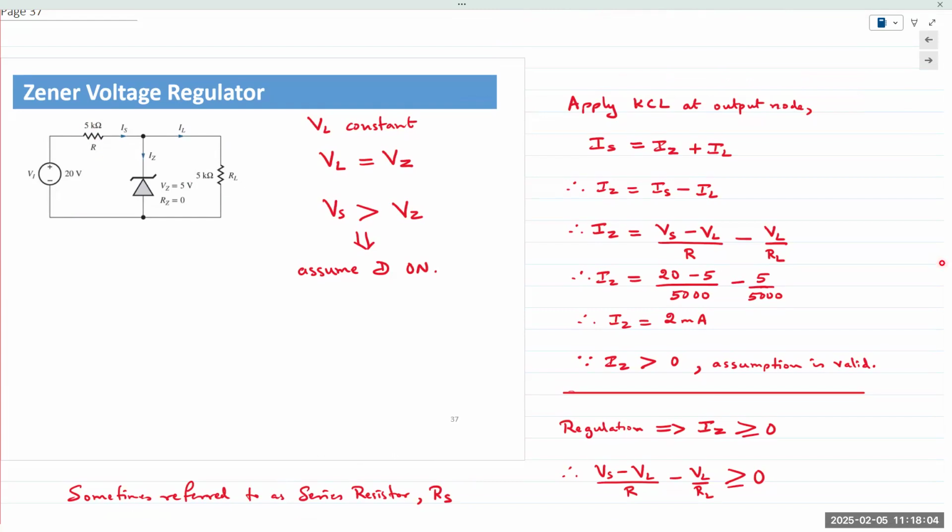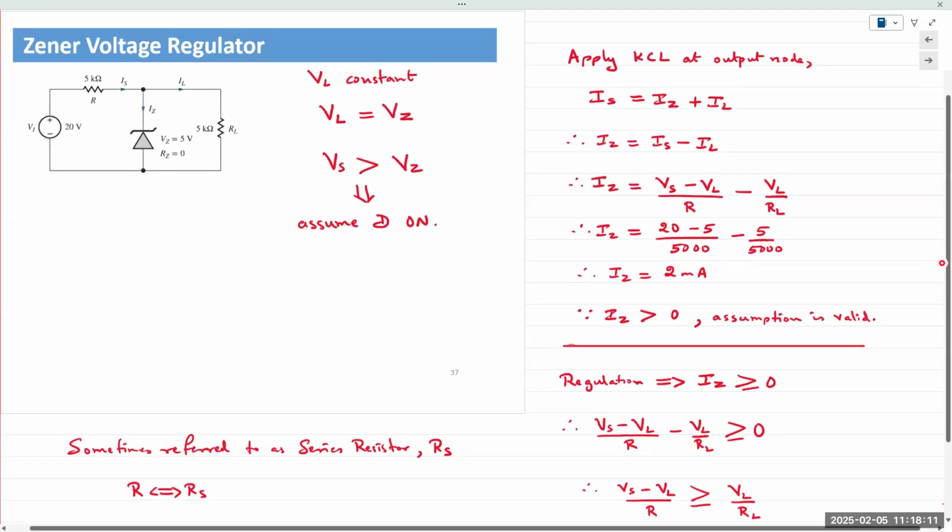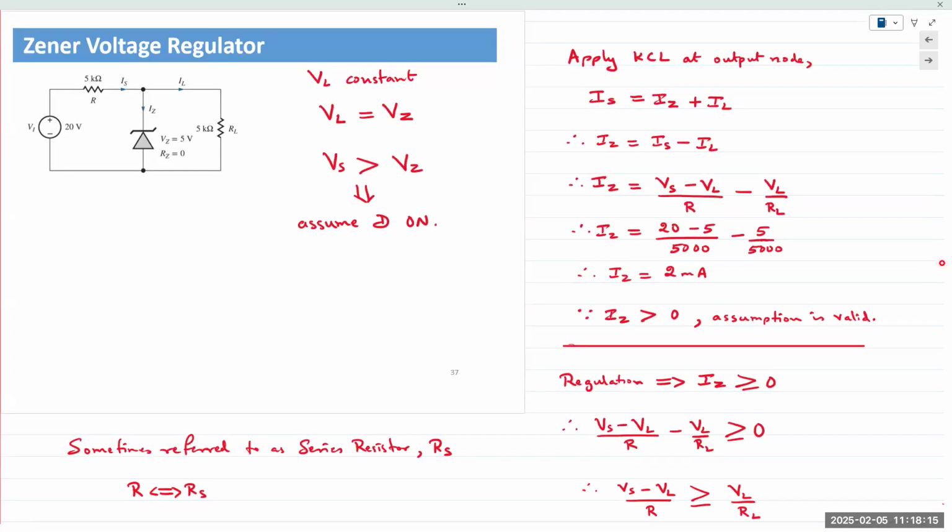So what is meant by regulation? When we talk about voltage regulation, we are referring to keeping the voltage constant. We regulate the supply voltage, or we regulate the system so that the load resistor sees a constant voltage. That's what it means. So voltage regulation here refers to keeping the voltage constant.